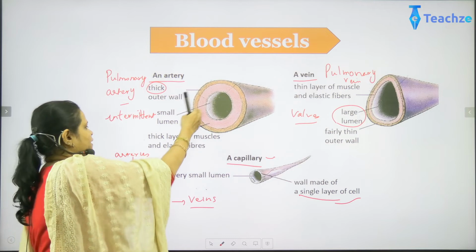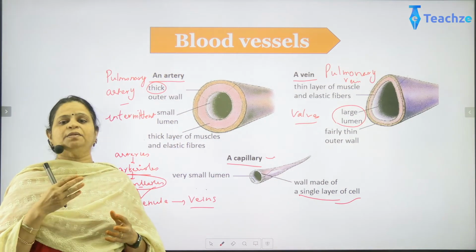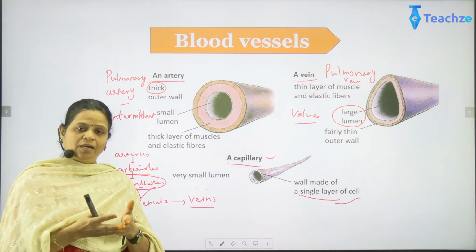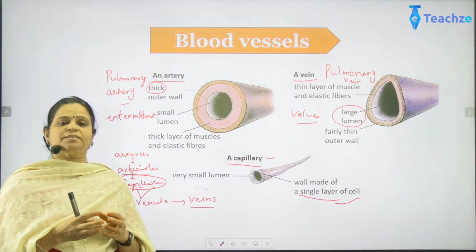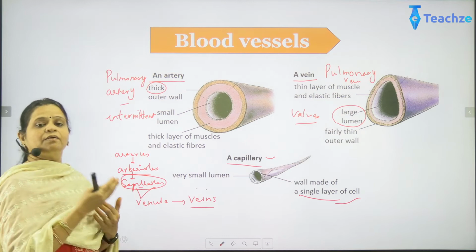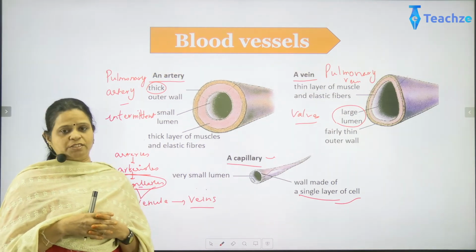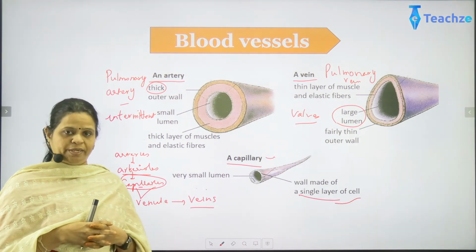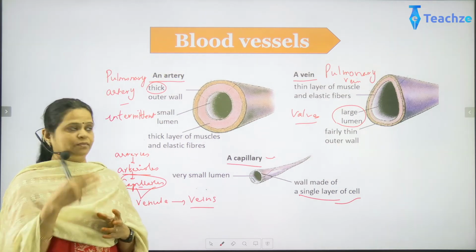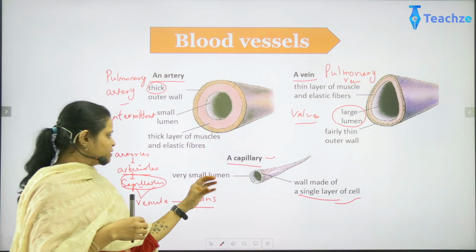Arteries generally carry pure blood except the pulmonary artery, whereas veins generally have deoxygenated blood in them except the pulmonary vein. So arteries always carry blood away from the heart because, after purification, it is carried from the heart to various parts of the body. But veins always carry blood towards the heart, with the exceptions we have already mentioned. Now this is all about the blood vessels and the differences.